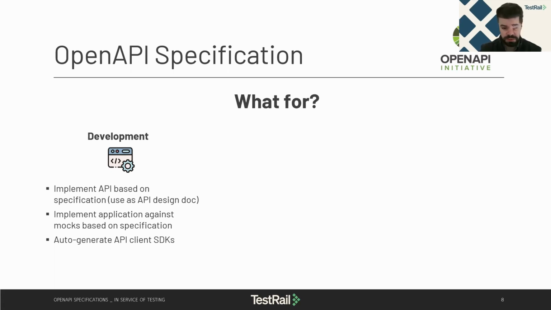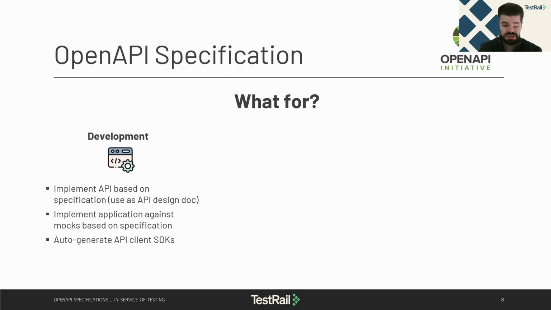You can also implement an application against mocks based on a specification. For instance, imagine that you are writing your client application and also the backend at the same time. The client, the UI part of the application, is going faster. You don't actually need the backend.